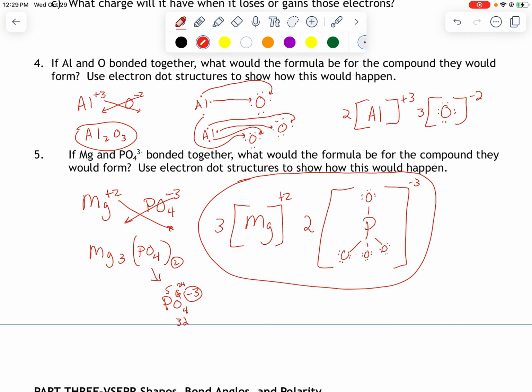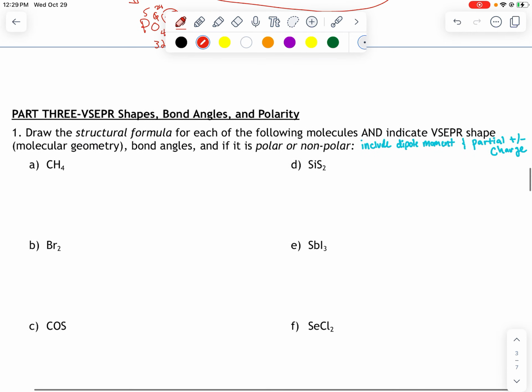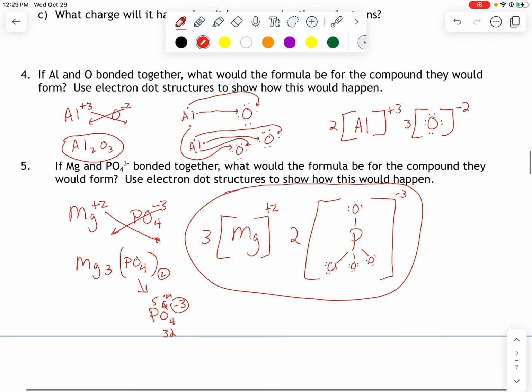This is for an ionic structure where you have a polyatomic anion and you're asked to draw the Lewis dot structure. All right, part 3. I'm going to pause it here because part 3 is going to become its own video.